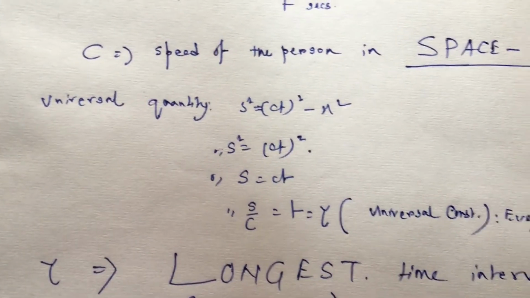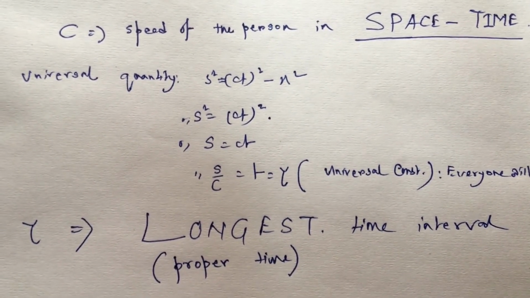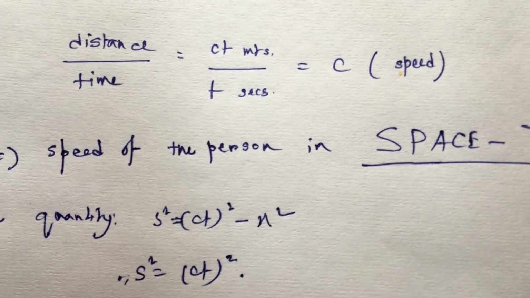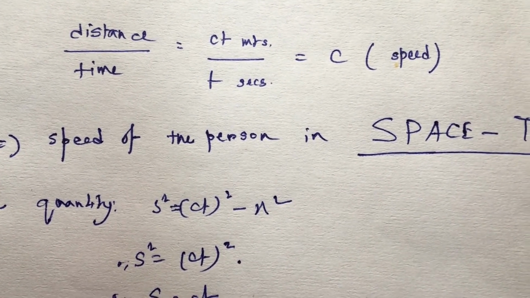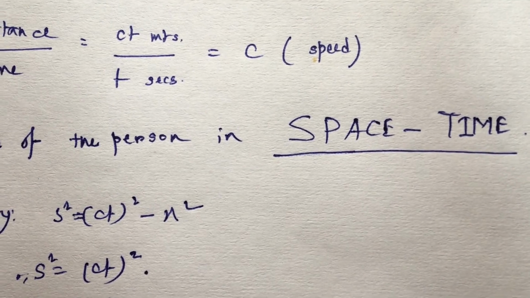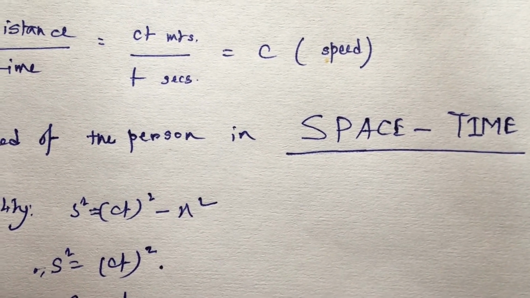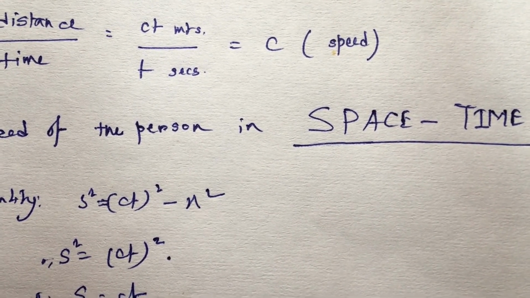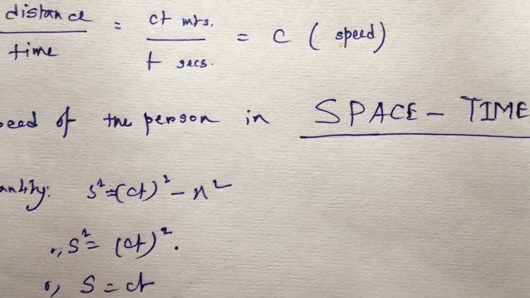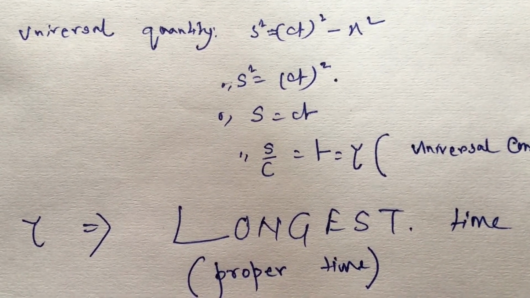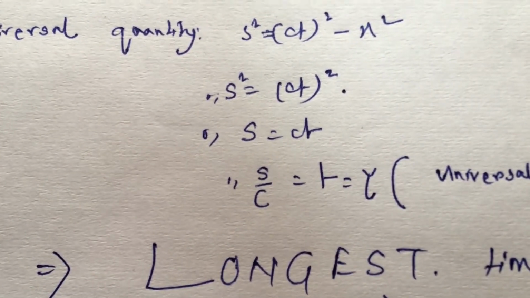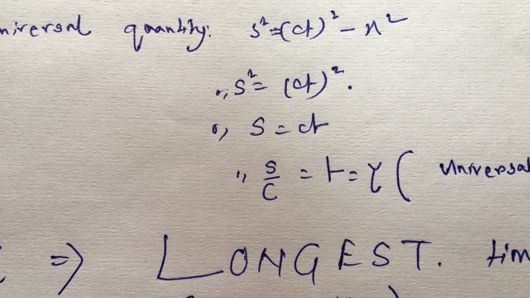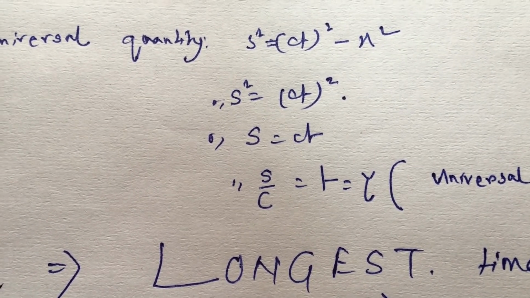Now from the universal quantity, one thing I would like to mention: what is c? c is the speed of that person in space-time. I am not telling that it is moving only in space. The movement is in space-time. And what will be the value of the universal quantity then? As the person is not changing its x coordinate, s squared is equal to ct only, because x is equal to 0 here.